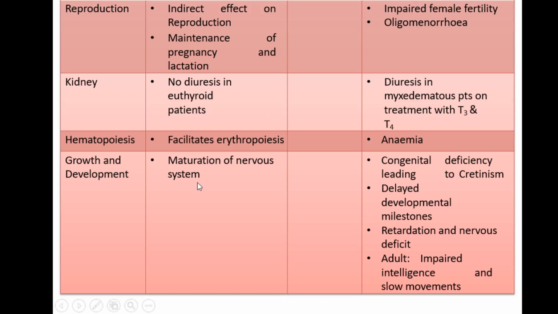As we have seen, thyroid hormone is very important for the metabolism of every cell. Even the central nervous system requires thyroid hormone for its development. If there is a decrease in thyroid hormone at the primary stage of the development of the nervous system, it can lead to cretinism, that is congenital deficiency of T3 and T4, and that will cause problems with the development of that particular child. Retardation and nervous deficit. Even in adulthood, if there is a decrease in T3 and T4, it will cause a problem with impaired intelligence as well.